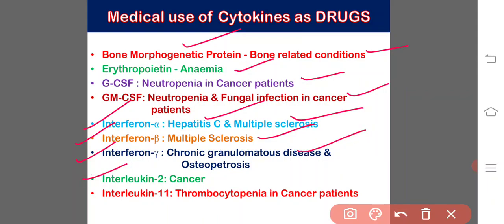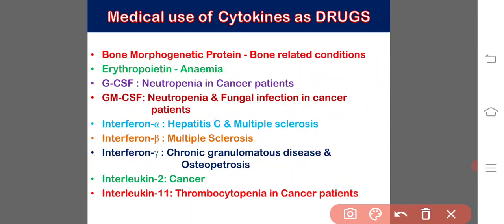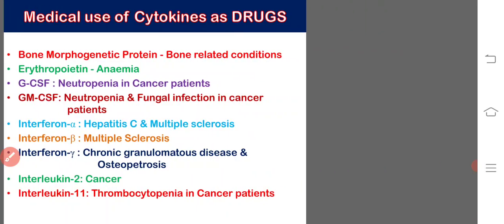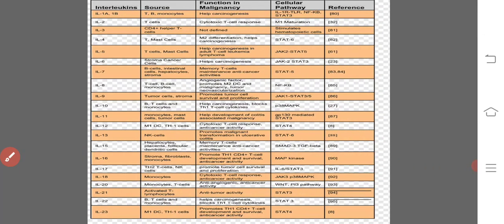And interleukin 2, IL-2, to treat cancer, and IL-11, interleukin 11, to treat thrombocytopenia in cancer patients. So these are the different kinds of cytokines which are usually used as drugs for the treatment of various disorders in the medical field. So this is the list of different kinds of cytokines and interleukins and their serial number, source of the interleukins, function in the malignancy, cancer, and different kinds of cellular pathways adapted by all these interleukins. So some sort of reference is also given in a tabular form.